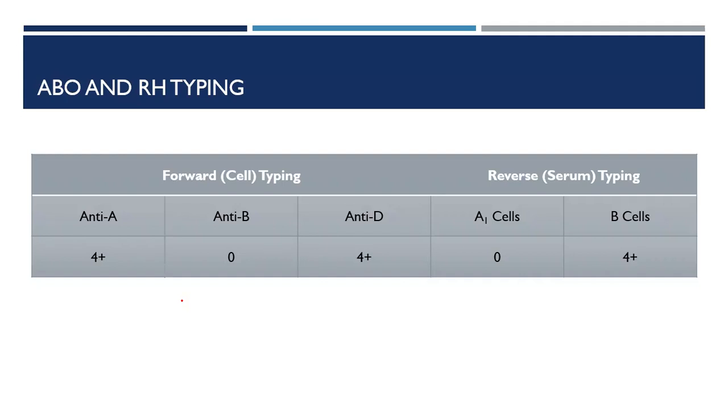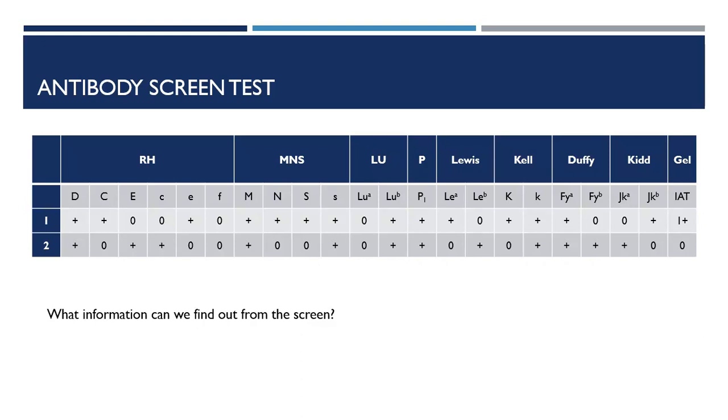So let's move on to the next part of the type and screen, and here we have his antibody screen. This transfusion service uses a 2-cell screen, which shows limited information, but we can still get some good information from this initial screen. And so if you're following along in your textbook, we can apply some of the guidelines for interpretation of a panel actually to the antibody screen.